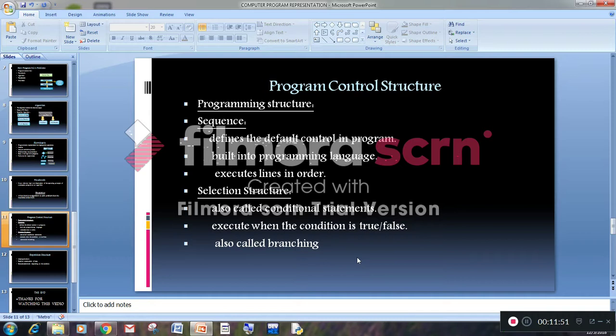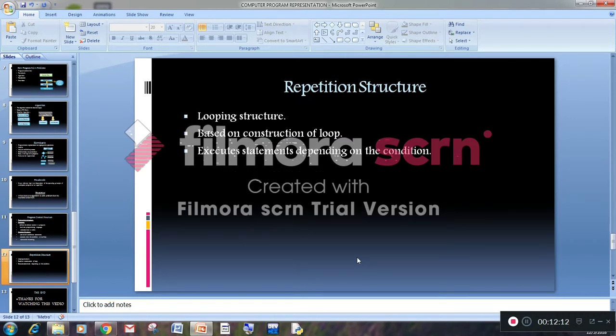Selection structure, also called conditional statements, means that there is a condition. If the condition is true, the statements are executed, and if the condition is false, then no statement is executed. Execute when the condition is true or false, also called branching. The next is repetition structure. Looping structure means it works with loops, based on the construction of loops. Execute statements depending on the condition.